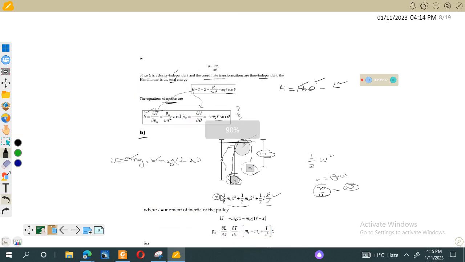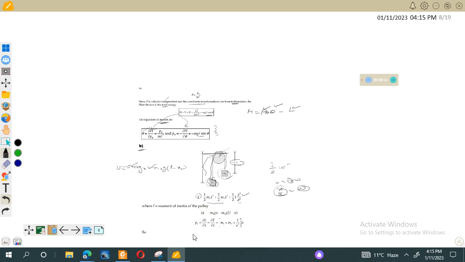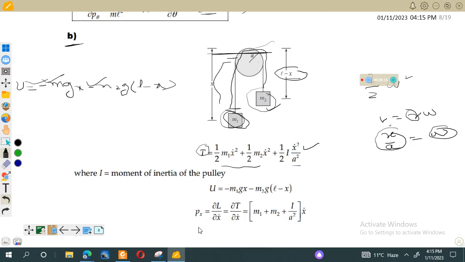Okay, now we have obtained the kinetic energy and potential energy, and we can find the Lagrangian of the system. So Lagrangian of the system will be equal to T minus U. Plugging this kinetic and potential energy into this expression, this will give the Lagrangian, and from this Lagrangian we can find the canonical momentum Px, which is equal to partial L over partial x dot, and which will be equal to m1 plus m2 plus I over a square, times x dot.